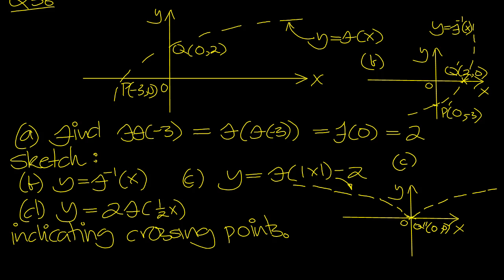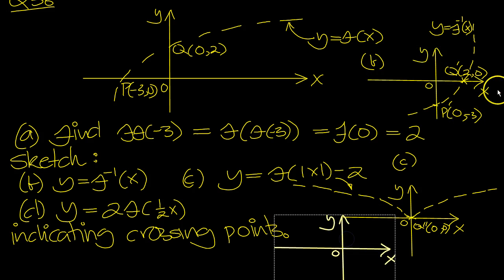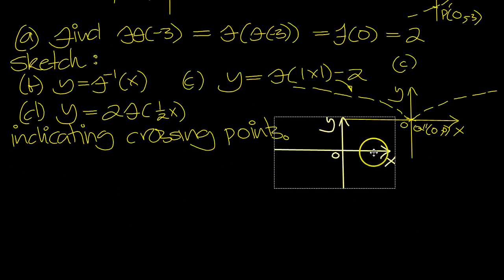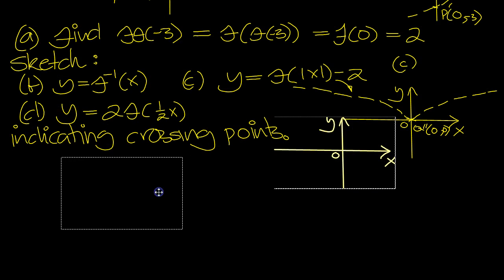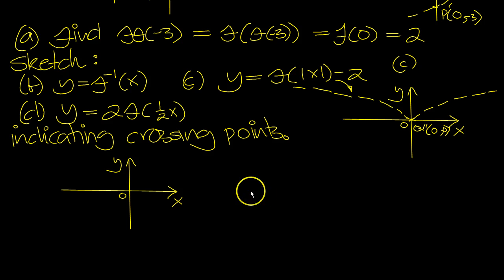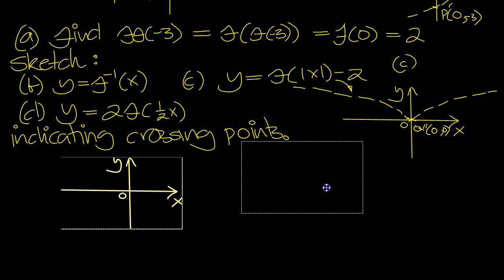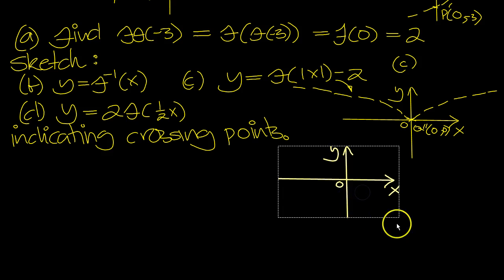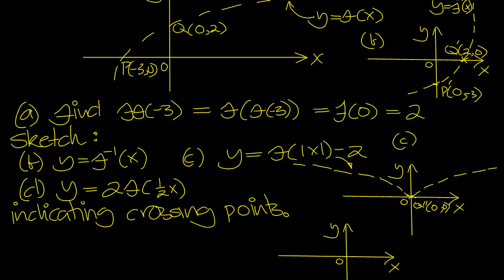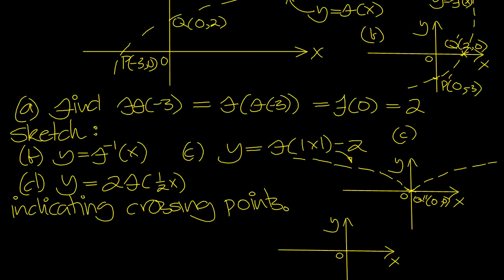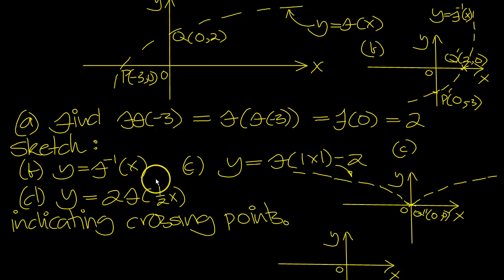Now we want D. So let's move this down and we'll do D now. Here. So 2f of a half of x. Okay, put it in here. So we've got some room. So 2f of a half of x, 2 lots of f of half of x.